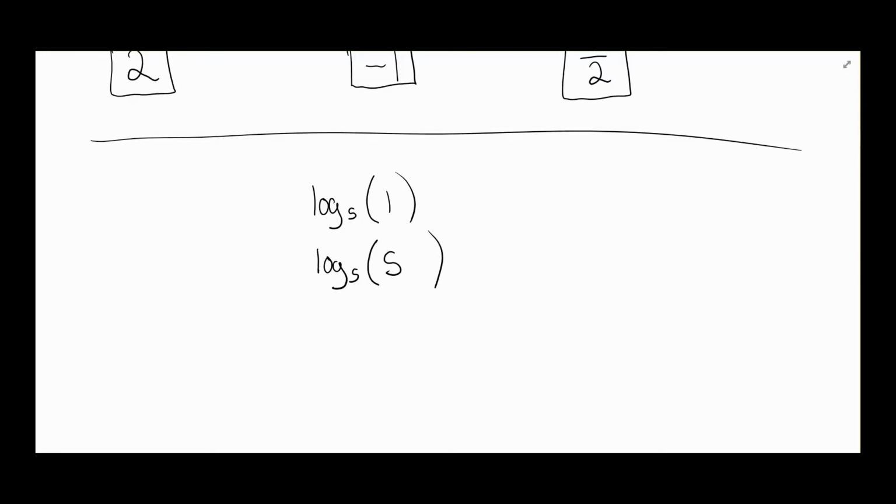And the big thing you've got to remember is that anything to the 0 power is 1. At which point my log base 5 and my 5 to a power undo one another, leaving me with just 0.